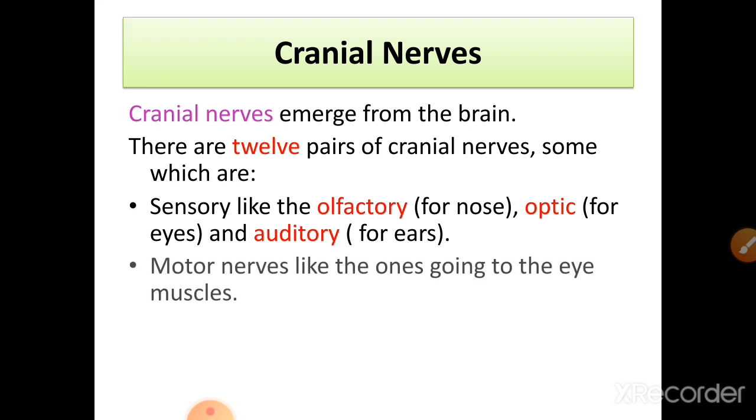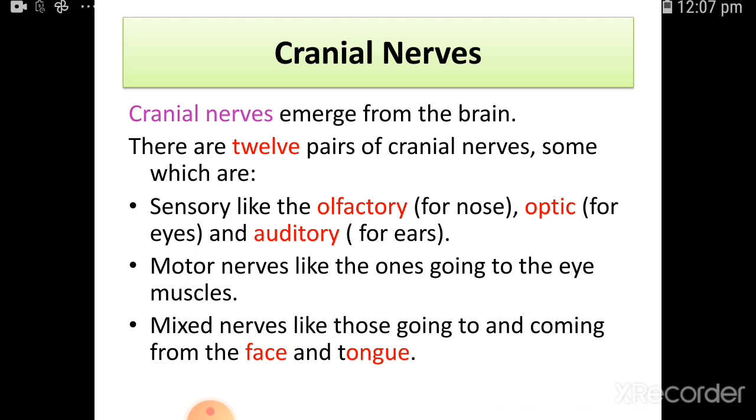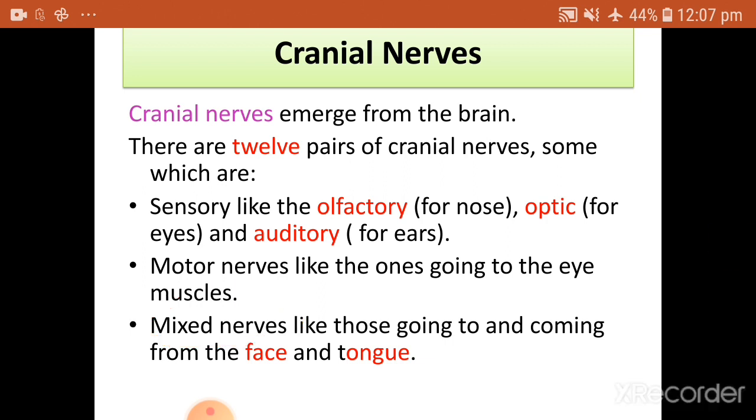Alright, so motor nerves, like the ones going to the eye muscles. You all know what motor nerves are, isn't it? So motor nerves come from the brain to the eye muscles. And mixed nerves. You have done it in the previous class, mixed nerves means the nerves which contain both sensory as well as motor nerves, isn't it? And these come to your face and tongue. Alright.